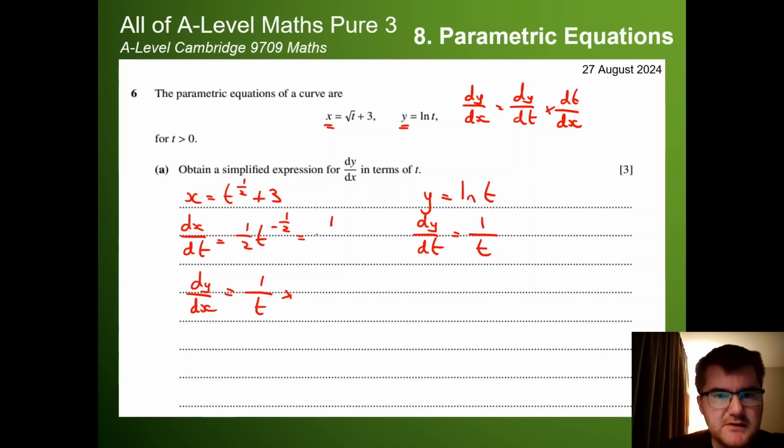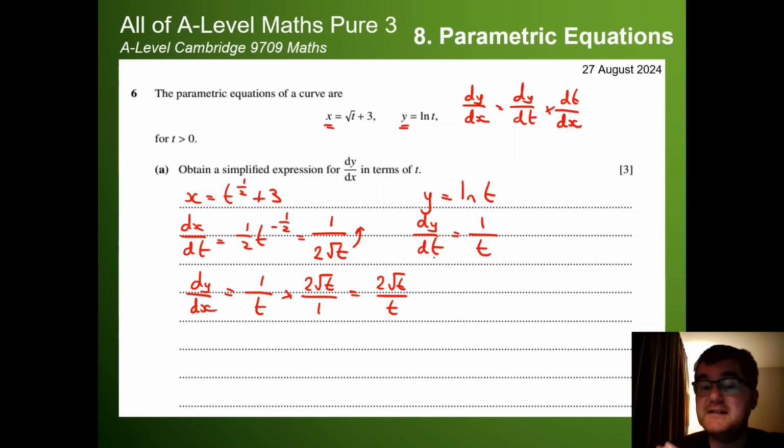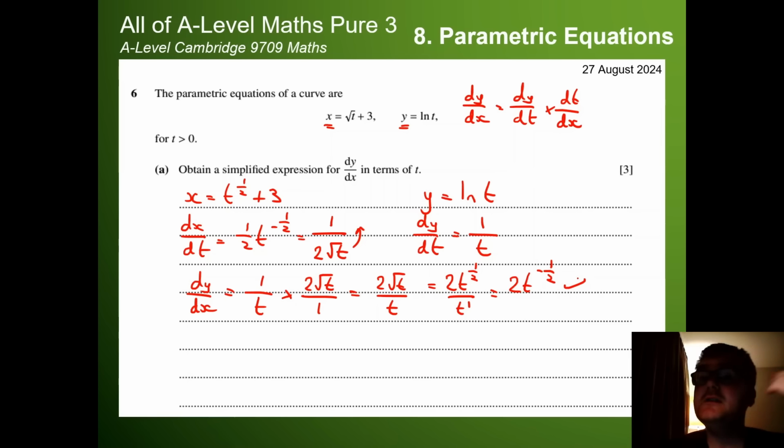Now this can also be written as 1 over 2 root t, which might be easier to work with. It's the same thing. So if we flip this, we're just going to get 2 root t over 1. And this then just gives us 2 root t over t. Again, this can be simplified in a lot of different ways. Again, we can think of it in terms of indices. And this would then give us 2t to the power of minus a half to give us our expression in terms of dy by dx.